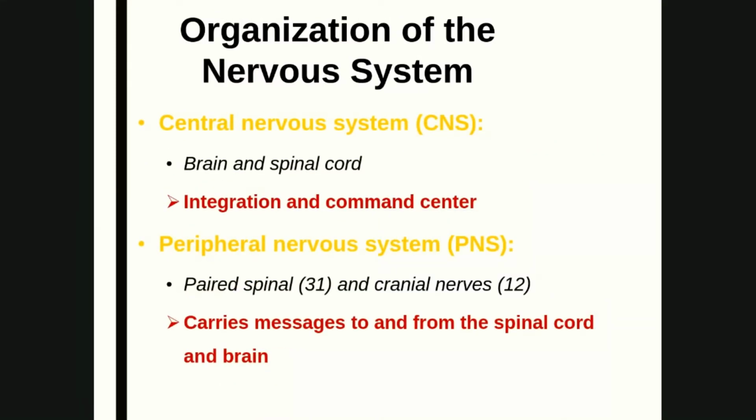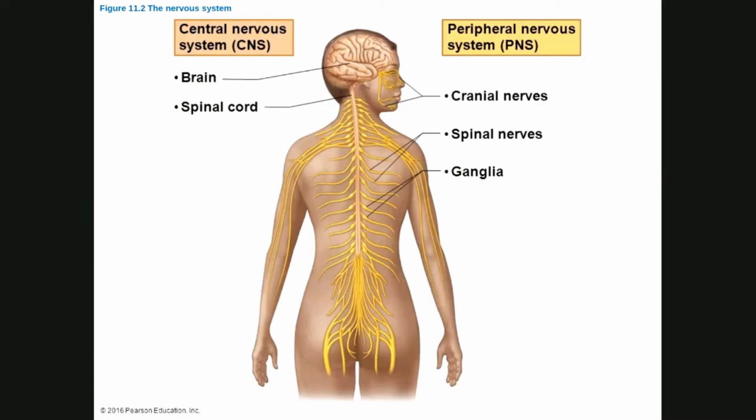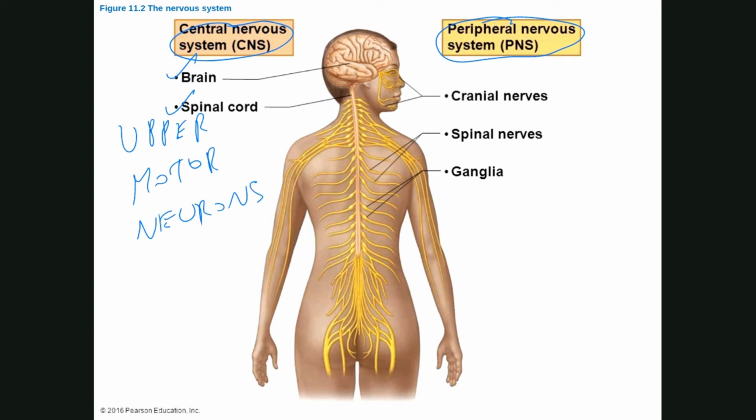So in the brain, you have central nervous system as well as peripheral nervous system. In central nervous system, you will study only about the brain and spinal cord. Okay, we call it as upper motor neurons. Whereas in peripheral nervous system, you will study about 12 pairs of cranial nerves and 31 pairs of spinal nerves.